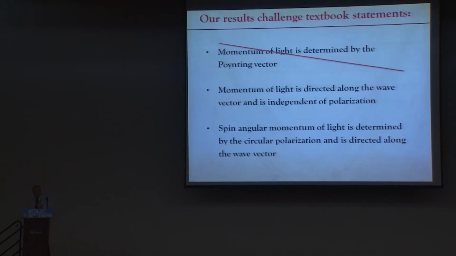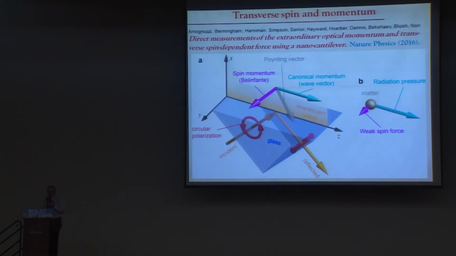What we have found is that several statements that you find in textbooks can be violated when you look carefully at these edge states. And there are other statements which were proven to be actually incorrect in other series of papers, which I will not discuss today. This is an experiment done by the group in Bristol looking at direct measurements of this extraordinary optical momentum and transverse spin-dependent force using a nanocantilever. So the light is coming here, circularly polarized, bouncing here.